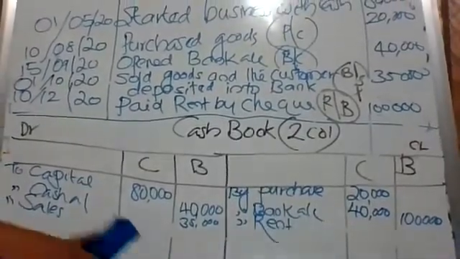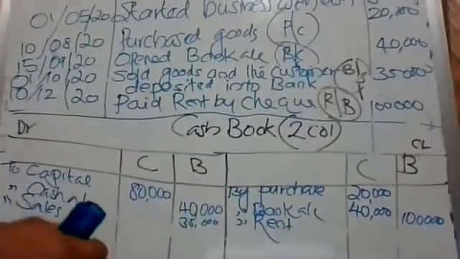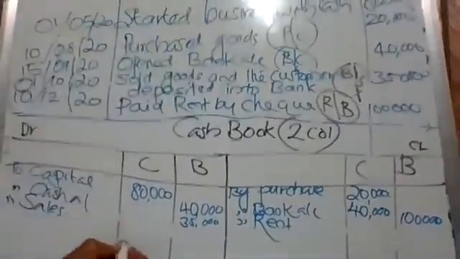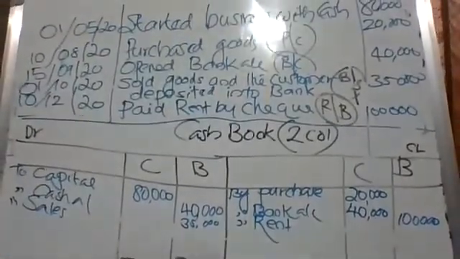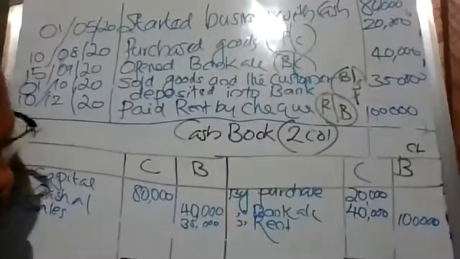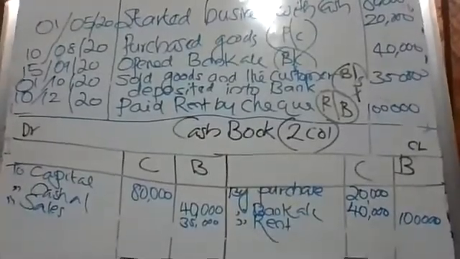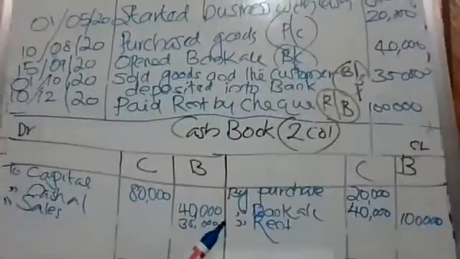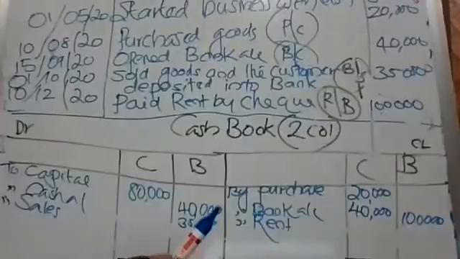Step number 1. Write the data total on both sides after leaving one line like this. Think about the cash account first. Think about the bank account later. 60,000, sir.